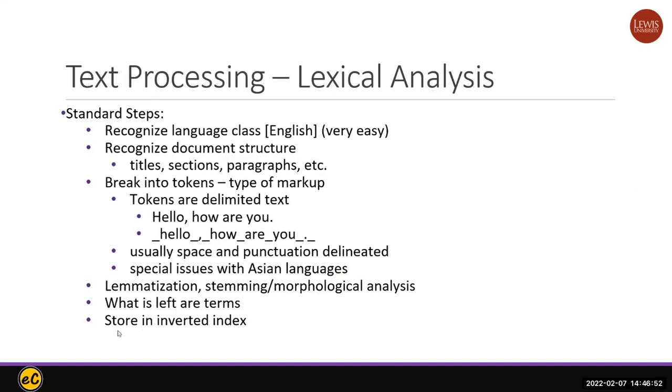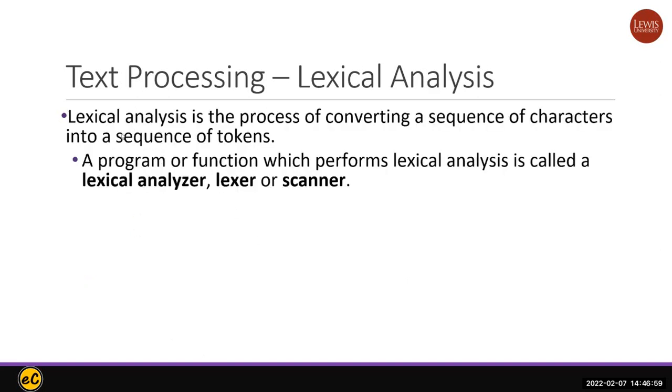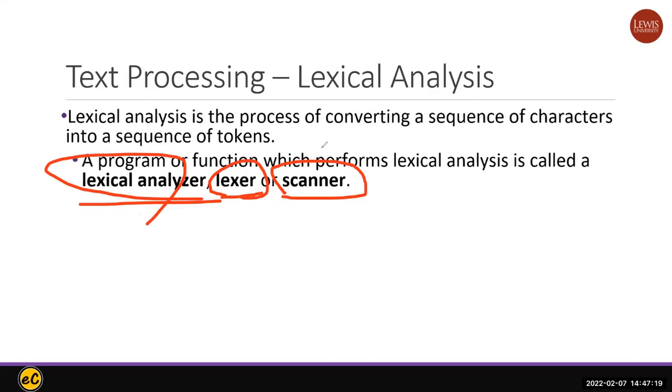What is left are terms stored in an inverted index. Okay, so in text processing, there are several different steps. Okay, and text processing lexical analysis. Lexical analysis is the process of converting a sequence of characters into tokens. A program or function which performs lexical analysis is called a lexical analyzer or lexer or scanner. These are the names for these lexical analyzers. So sometimes I use lexer, sometimes I call it scanner, sometimes I call it lexical analyzer. Actually, they are the same thing.